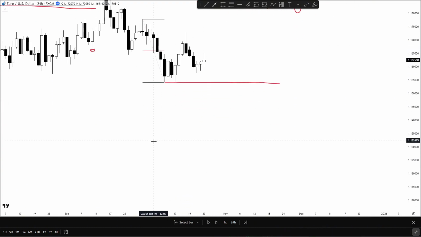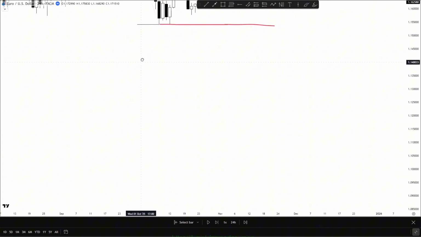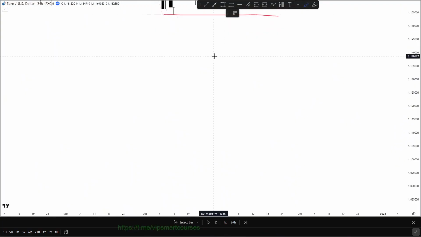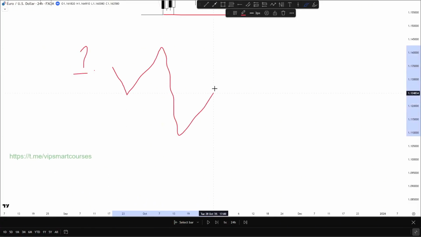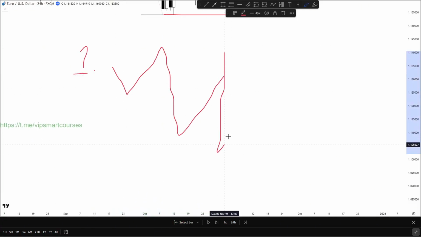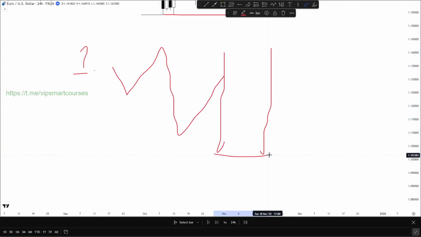Okay, now we could have three scenarios based on that. The number one scenario is, let's say the week opened right here. This is where the week opened. This is the weekly range we have. The first scenario is that let's say price has already rebalanced the dealing range.